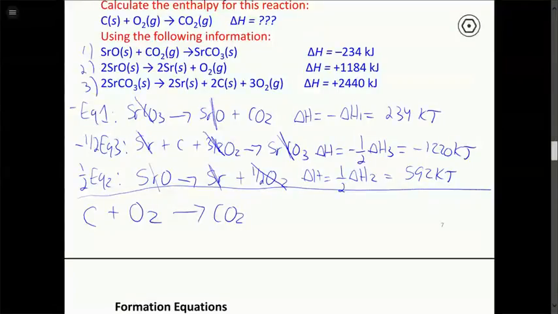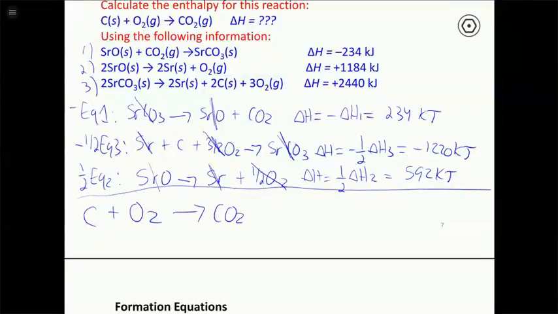Alright, so when we take this sort of convoluted sequence of reactions and add them together, all that's left is carbon plus O2 making CO2. Everything that has strontium in it cancels out, and as I said here, we had 3/2 O2 partially canceling out with the 1/2 O2 to give in net 1 O2 as a reactant.